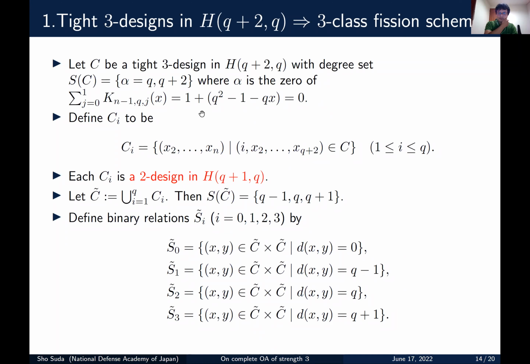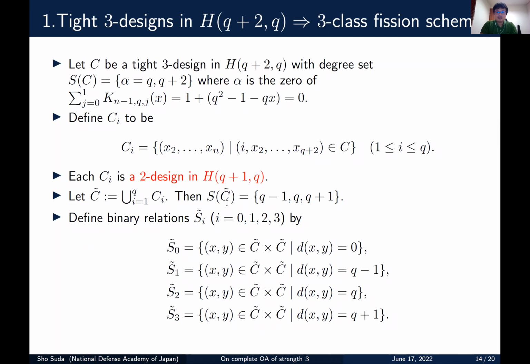And we consider, we delete just one coordinate of every vector in C. We denote that set by C tilde, and we also use the C_i. This is the contraction obtained from the original type 3 designs. And we can easily check, using Noda's result, that the degree set of C tilde forms these three values.